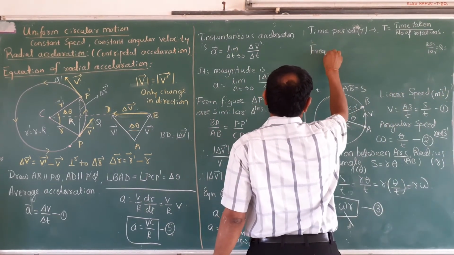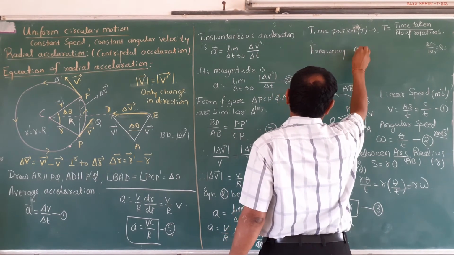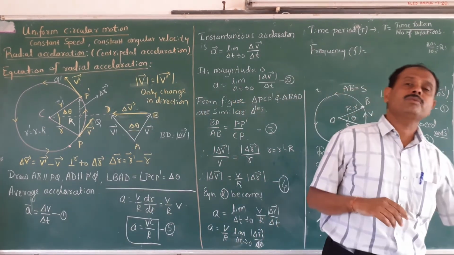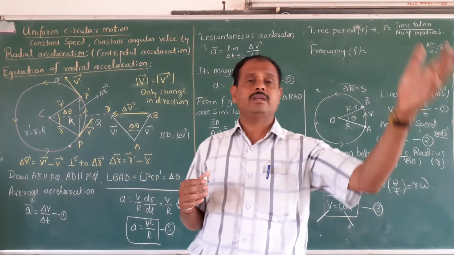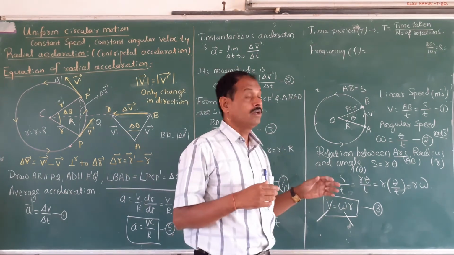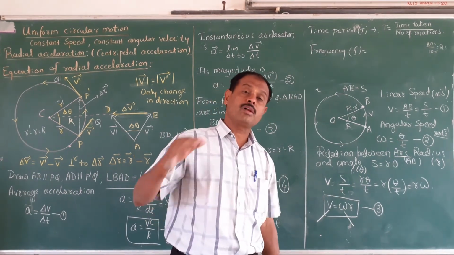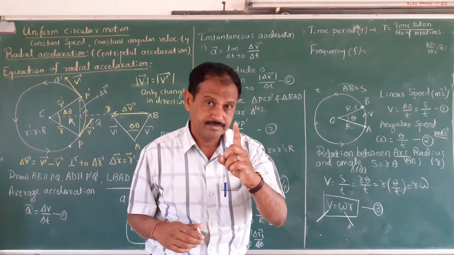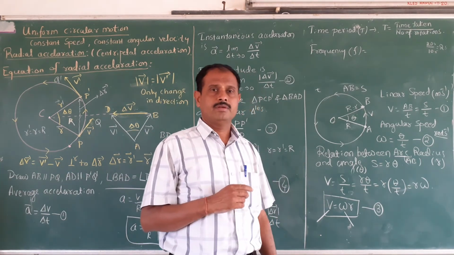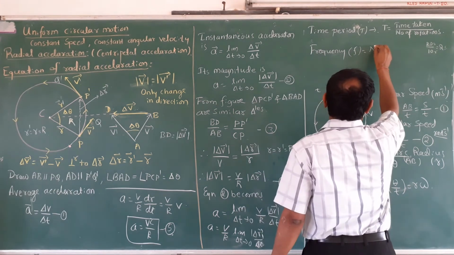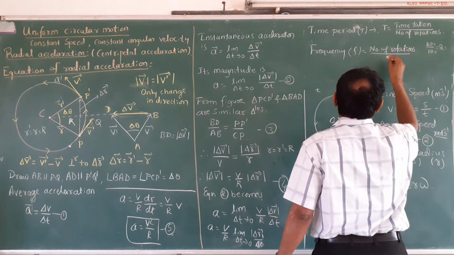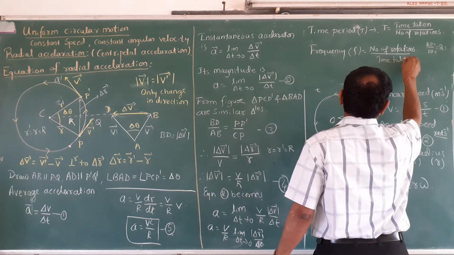Frequency. How do you write this one? Time period means the time taken by a particle to complete one revolution. This is called time period. What is the frequency? The number of revolutions, or rotations, completed in 1 second. This is called frequency. It is the number of rotations divided by time taken.